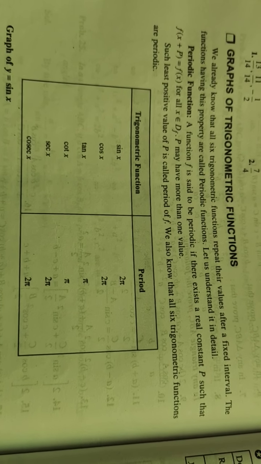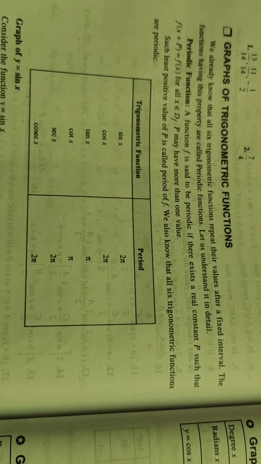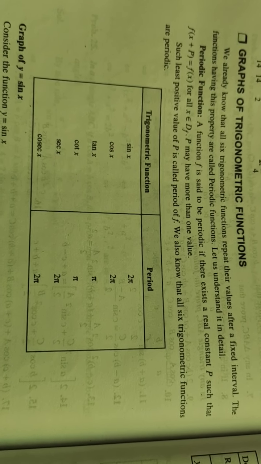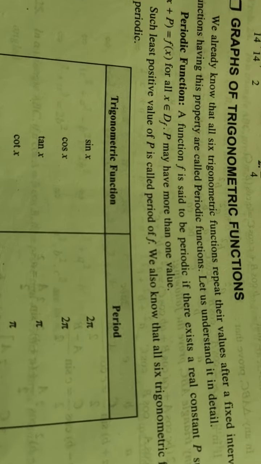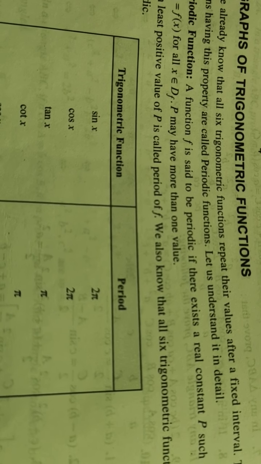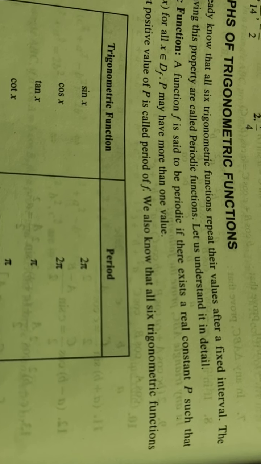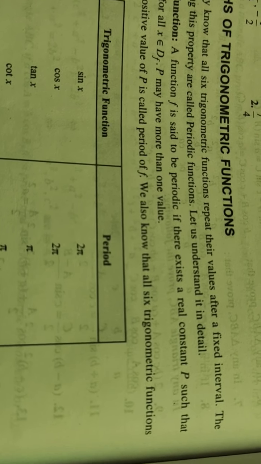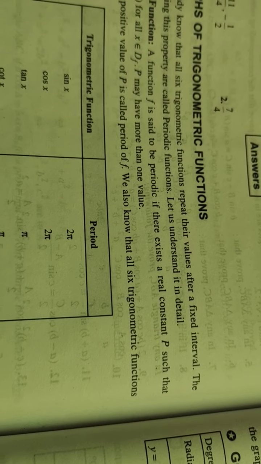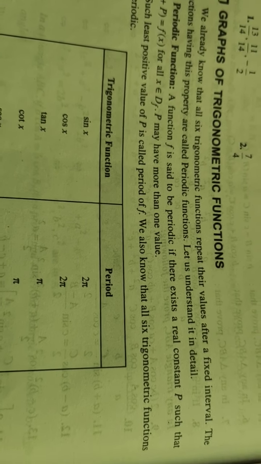Let us start a new part from the class 11 NCERT book, trigonometry, and this is the graph of trigonometric functions. So what is written here? We already know that all six trigonometric functions, sine, cos, tan, cot, sec, cosec, repeat their values after a fixed interval. Okay, after a fixed interval it repeats its value.